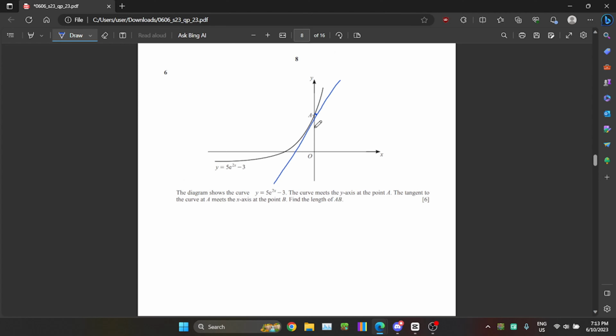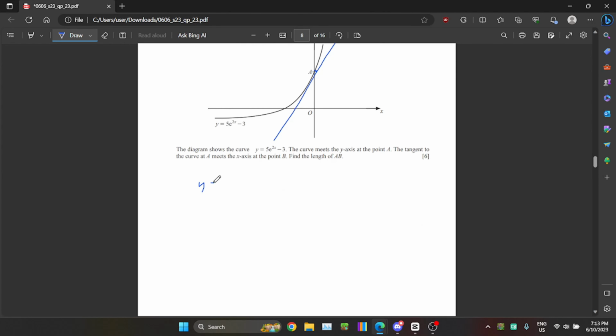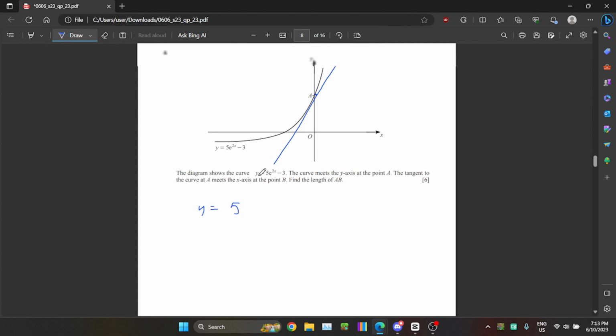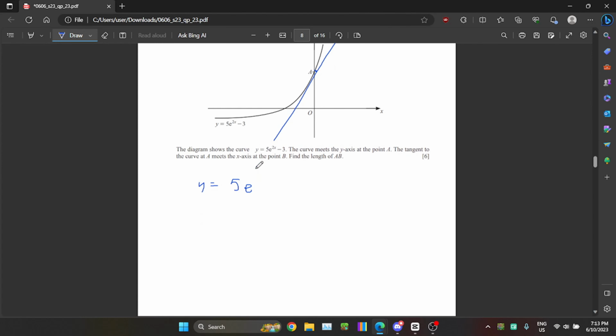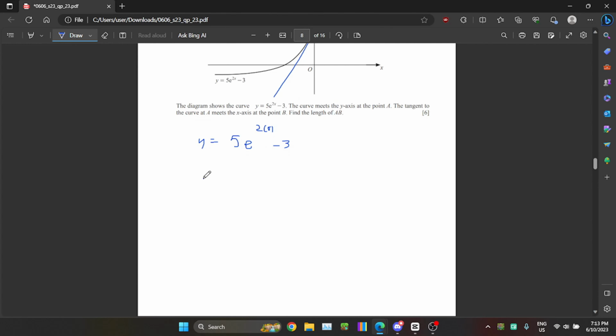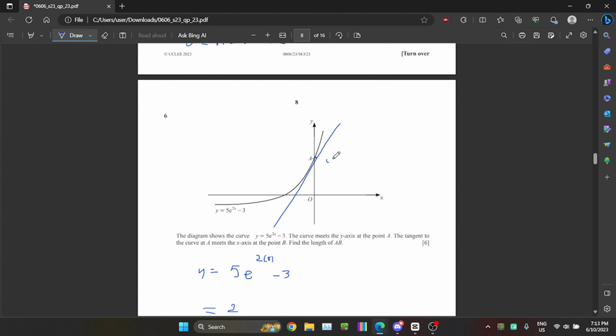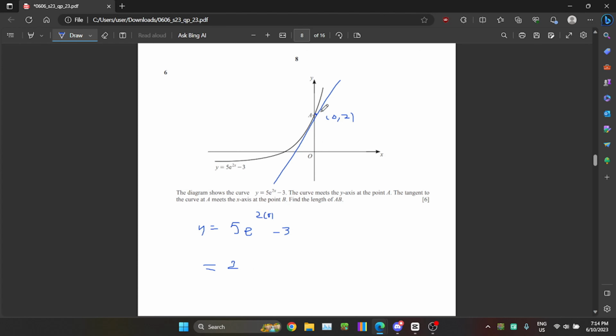So it meets at A. So this means that the x is 0. So y equals 5e to the power of 2 times 0 minus 3. So this should give, let me just check my calculator real quick. 0 minus 3. This is 2. This gives 2. So that means that this point here is 0, 2. Okay, so now we have a point.